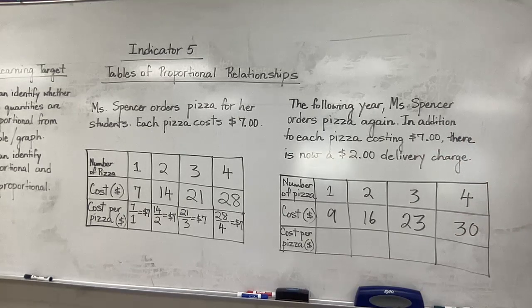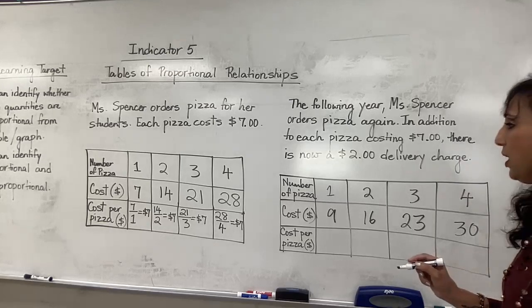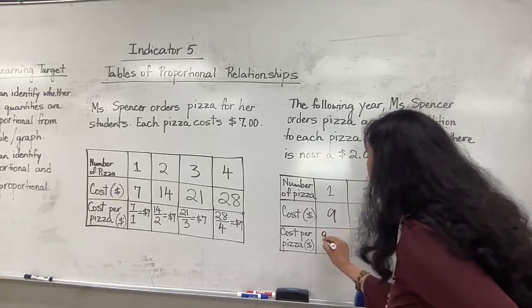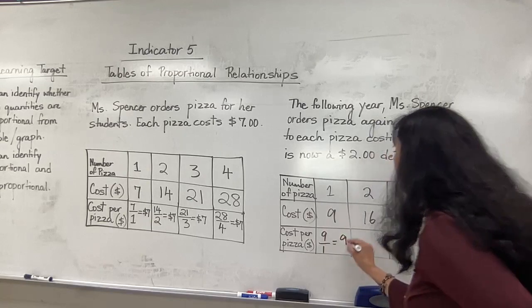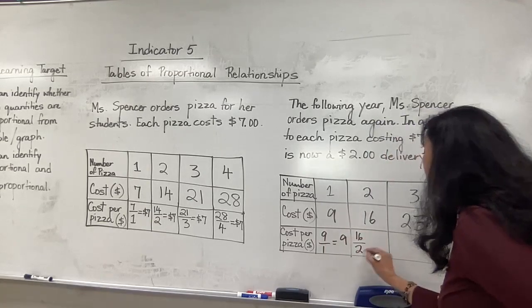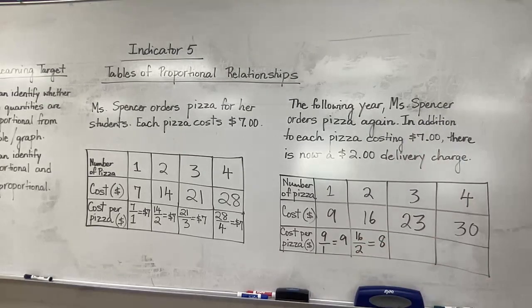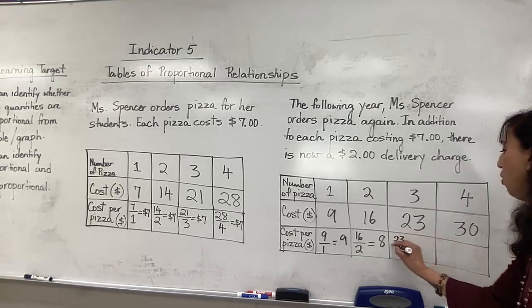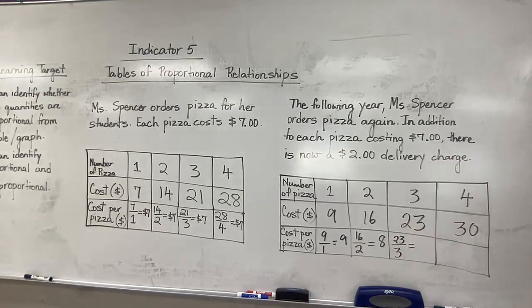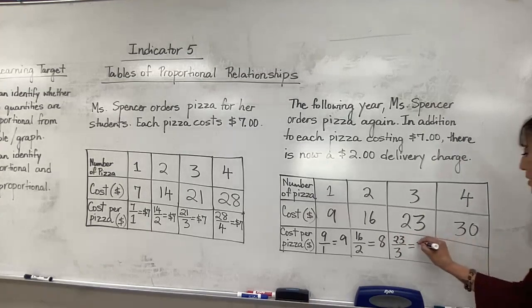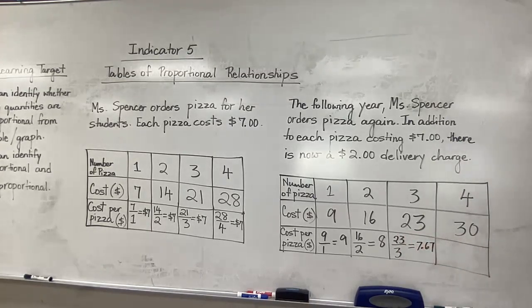Okay, so now when I am going to find the cost per pizza, this is 9 over 1, which gives me 9. All right, 16 over 2, which is 8. And then I have 23 over 3, and this is going to give me $7.67. And then I have 30 by 4, and this gives me $7.50 per pizza.